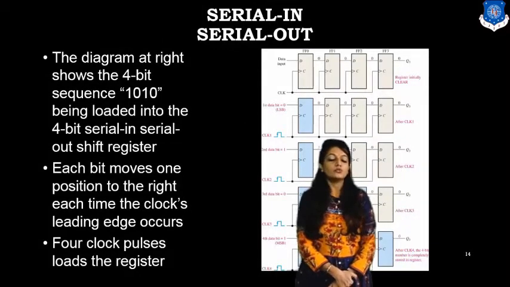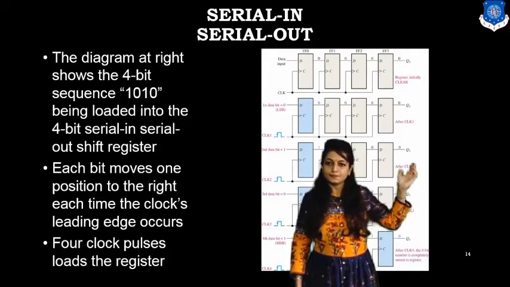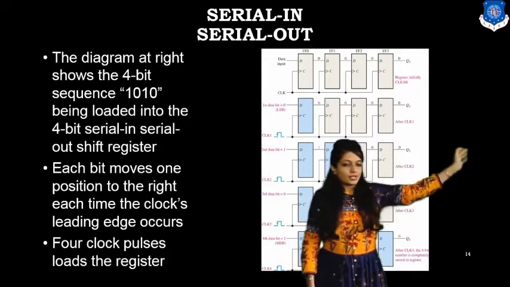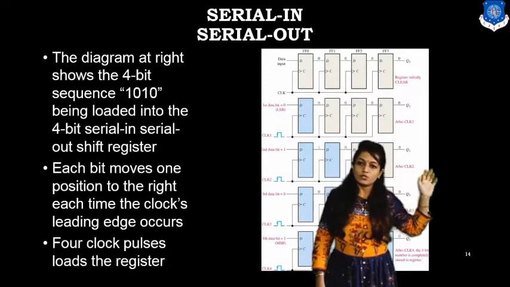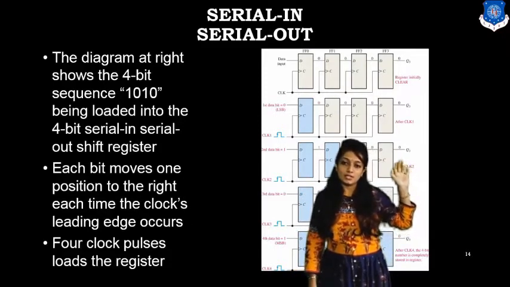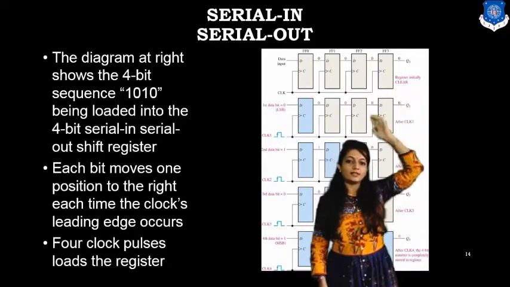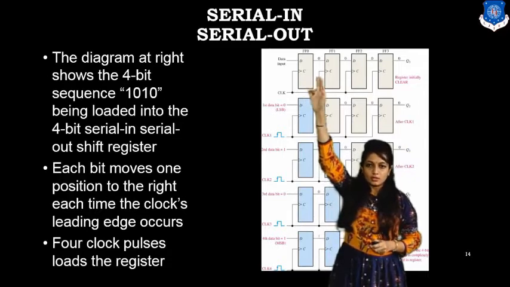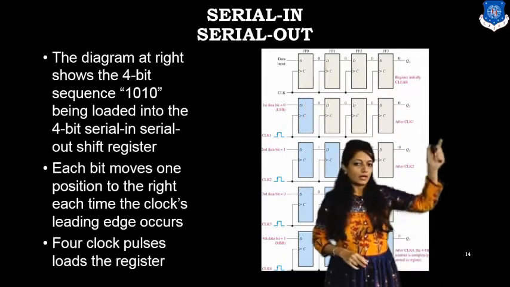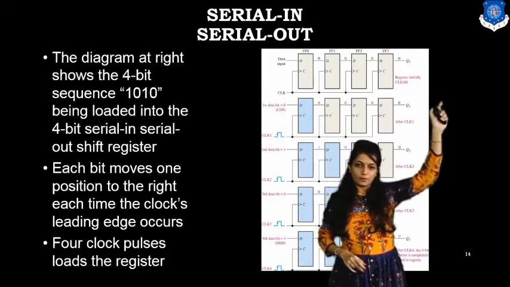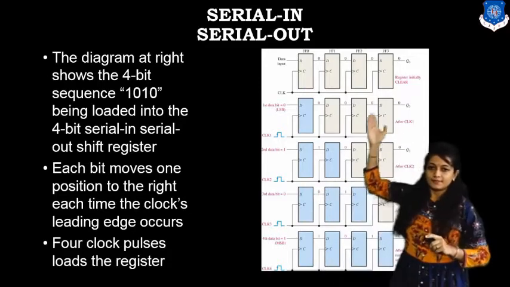Over here we are doing the shift right operation. We are going to transfer the 4-bit sequence 1010, which is going to be loaded into the 4-bit serial in, serial out shift register. 4 D flip-flops are there. The serial input goes to the leftmost flip-flop and the output is taken from the rightmost flip-flop. Each individual flip-flop gets the clock pulse.